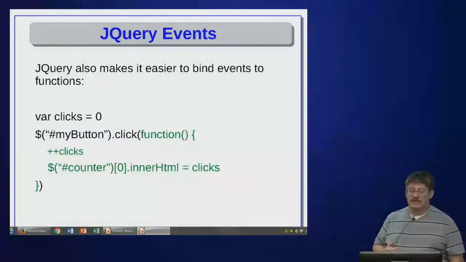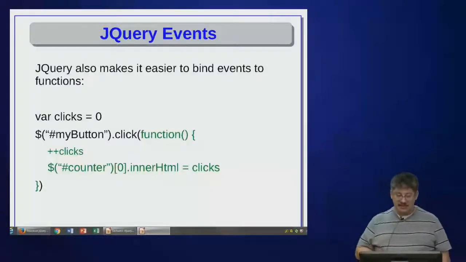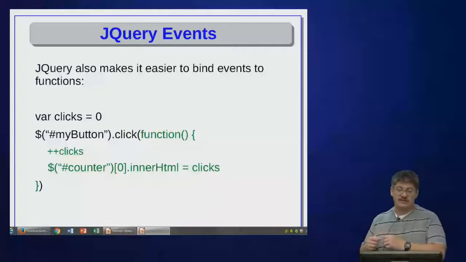jQuery also makes it really easy to bind events to functions. Instead of having to do a lot of JavaScript code or change the HTML to add an onClick attribute, we can do that directly in the JavaScript using jQuery. So here's an example of some code. I've created a variable named clicks, which I set to 0. And I have a button on my web page. And every time they click the button, I want to count how many times the button's been clicked and update a paragraph to contain that number.